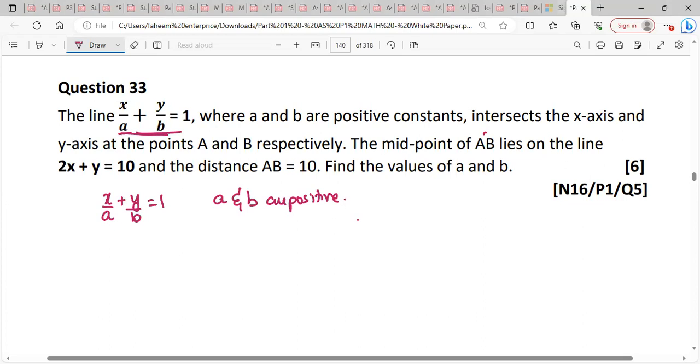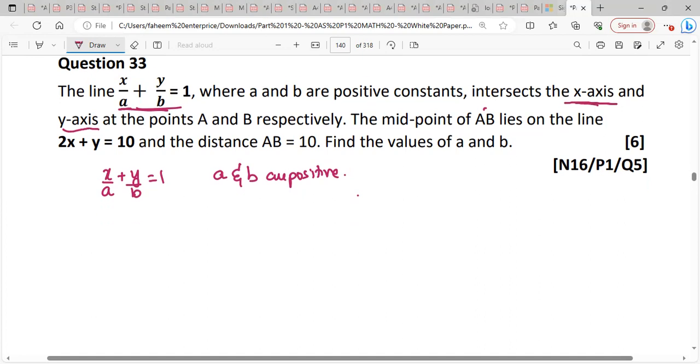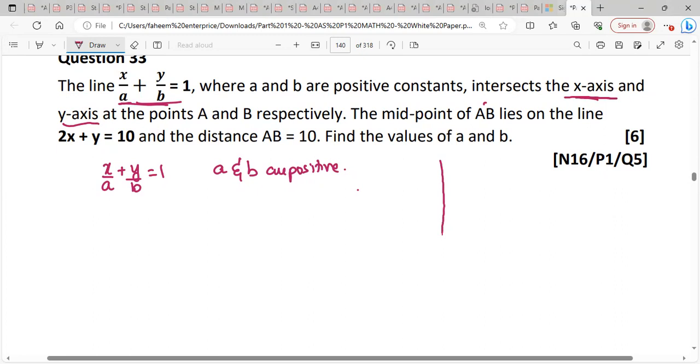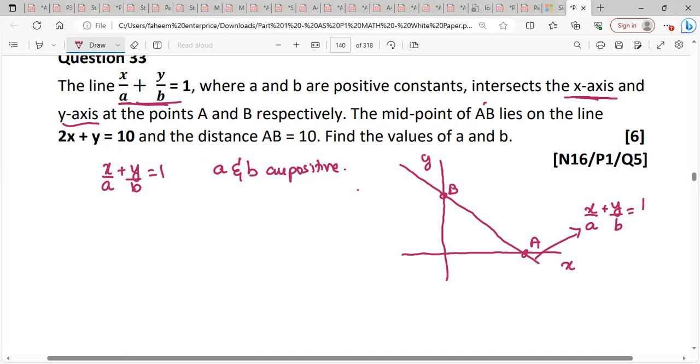At any point, it intersects what? The x-axis and the y-axis. The line intersects the x-axis and the y-axis. That means this is your x, this is your y, this is your line. Let's assume this is A and this is B. This line has an equation which is x upon a plus y upon b is equal to 1.